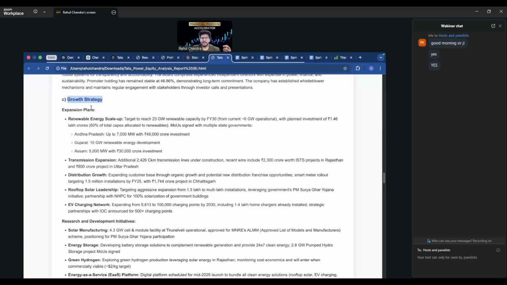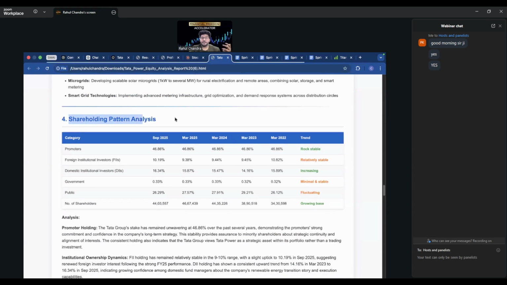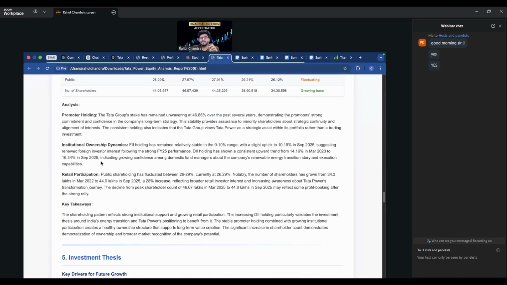What is the growth strategy? Because the price will only keep on growing if there are growth prospects in sight. What are the expansion plans? What are the research and development initiatives? Also, it looks at the shareholding pattern analysis. A lot of you open Screener or Trendlyne to see how the shareholding patterns are changing. It helps you decode and understand that as well.